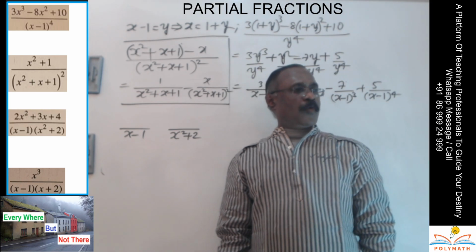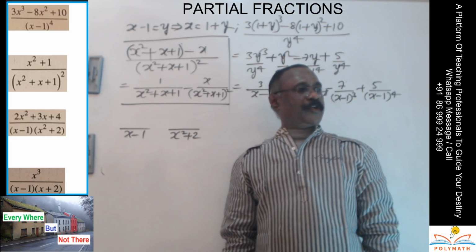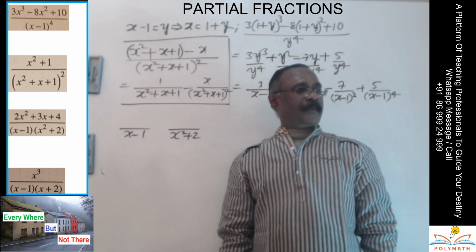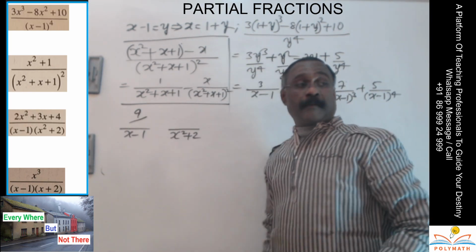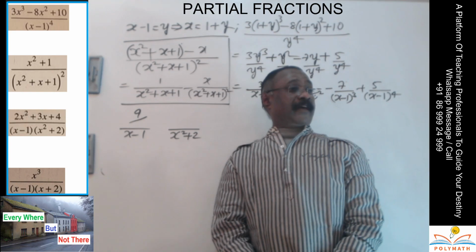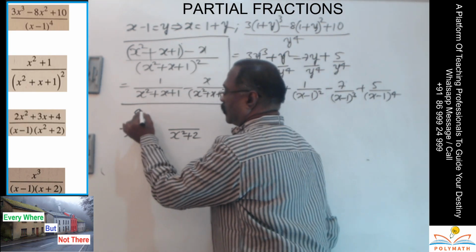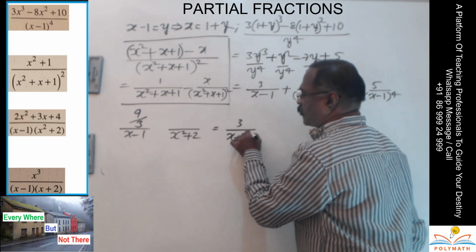So, put x equal to 1 everywhere but not there. What is that? 2 into 1 square, 2, plus 3 into 1, 3, 2 plus 3, 5, 5 plus 4, 9, divided by, put x equal to 1 everywhere but not there, 1 plus 2, 3. So it is nothing but 3 by x minus 1. Done.